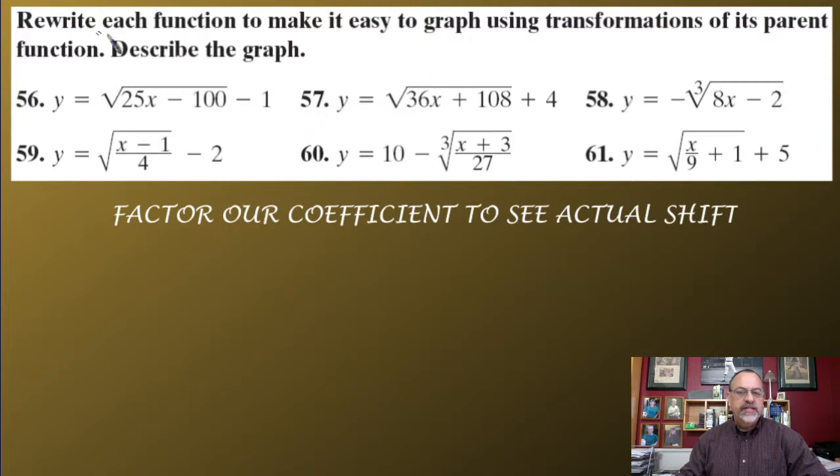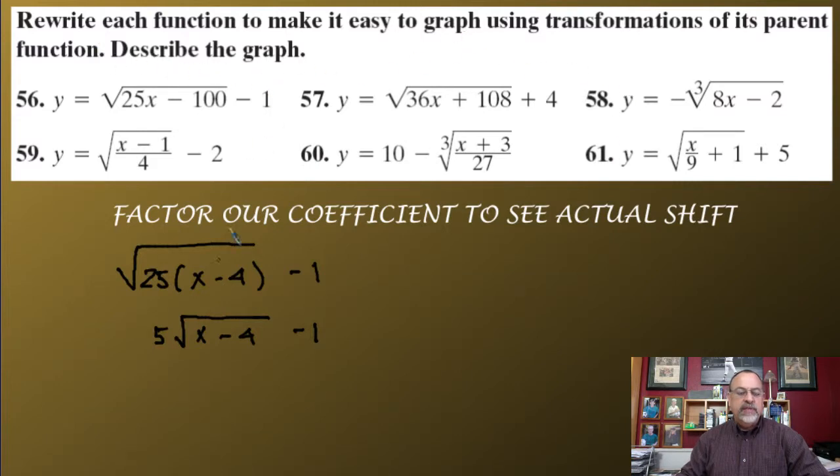So this is to rewrite the function to make it easy to graph using transformations of its parent, and then describe the graph. So if we're looking at this first one here, this 25 needs to be factored out. So if I factor out the 25, that's going to give me x minus 4, and then minus 1. And now I can take the square root of 25, which is 5, x minus 4 minus 1.